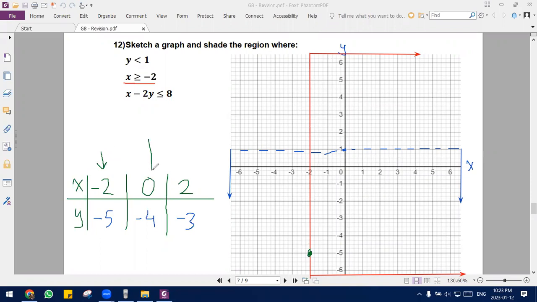Now the second point, x is 0, y minus 4. It's here. Third point, the last one, x 2, y minus 3. It's here. So 3 points is enough for me to draw the line.